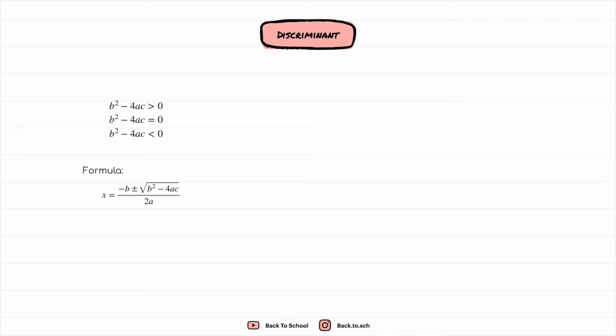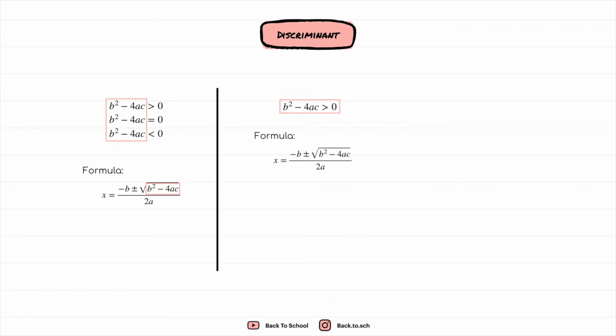Now, what is this formula doing here? If you haven't already noticed, this part of the formula looks identical to the discriminant. In fact, this formula is where the discriminant originated from. Which makes a lot of sense actually, if you think about it. Because when your discriminant is greater than 0, meaning your discriminant is positive, what will this formula give you?